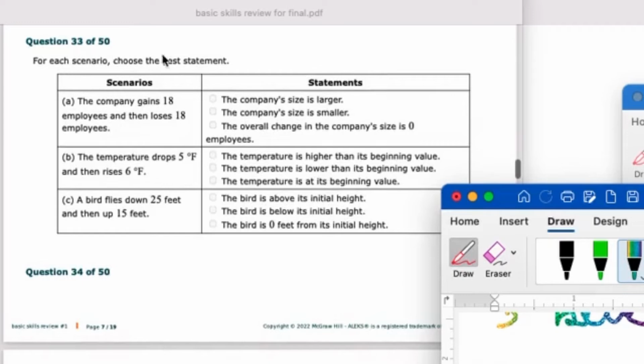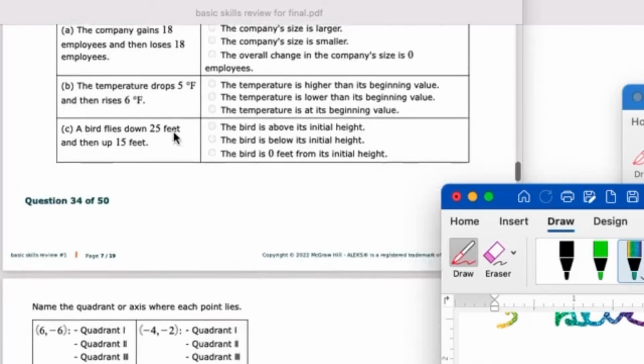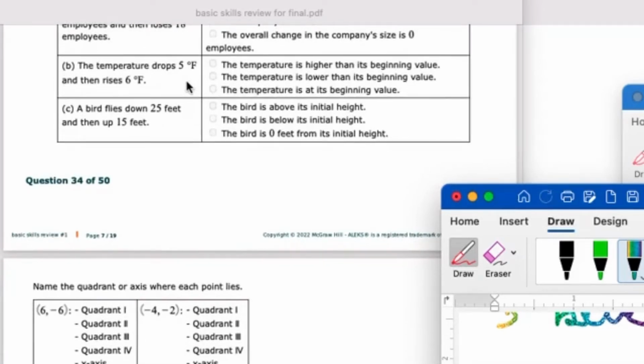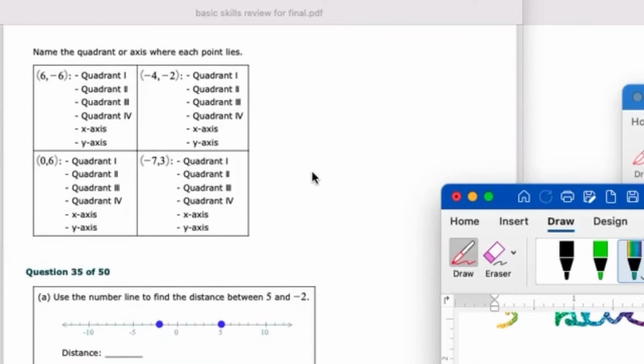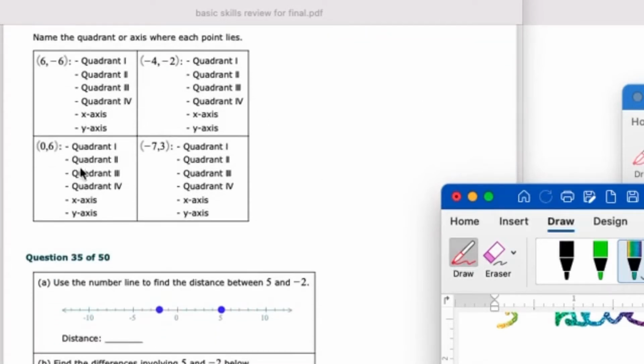Okay, so this one. For each scenario, choose the best statement. The company gains 18 employees and then loses 18 employees. So which one are you going to mark? The last one. The overall change in the company's size is 0, right? The temperature drops 5 degrees Fahrenheit and then rises 6 degrees Fahrenheit. It's higher. The temperature is higher. A bird flies down 25 feet and then up 15 feet. Oh, that's lower. Below its initial height, right? Those are easy.